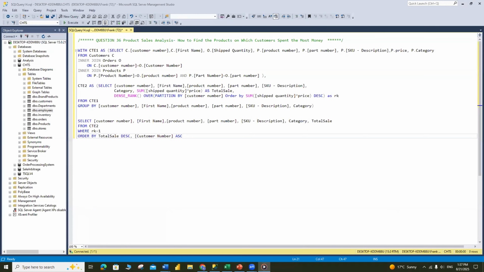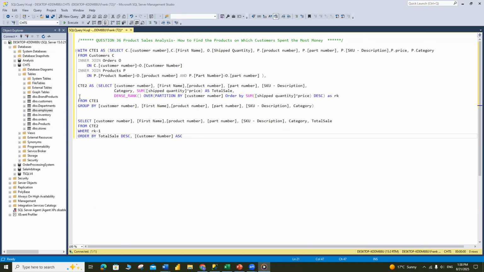Now let's walk through the SQL solution step by step. Step 1. Joining tables. We join the customers, orders, and products tables together. For each order, it collects customer details, like customer number and first name, product details including product number, part number, SKU description, price, and category, and order details like shipped quantity. So at this stage, we simply have all the necessary information in one dataset.